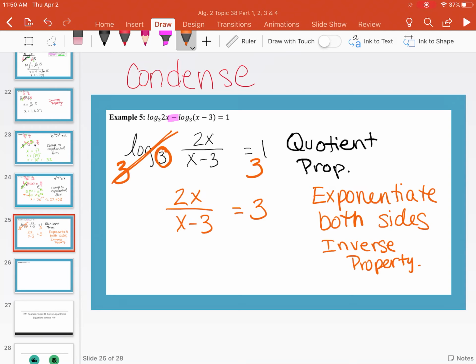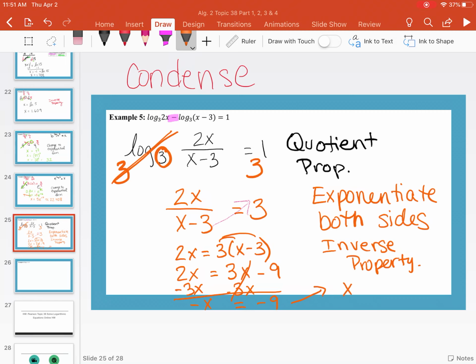Now we can simplify. So we can use cross multiplication. It's back again. So we are left with 2x equals 3 times x minus 3. Use my favorite property, which is the distributive property. We get 2x equals 3x minus 9. Now in order to solve for x, I'm going to get all of my like terms on one side. Subtract 3x and get negative x equals negative 9, which can be rewritten as x equals 9.